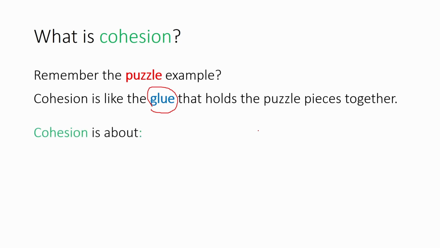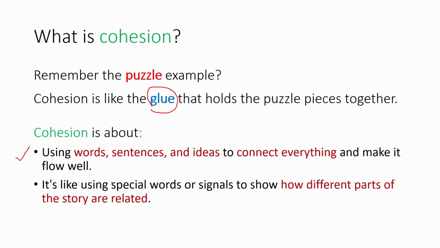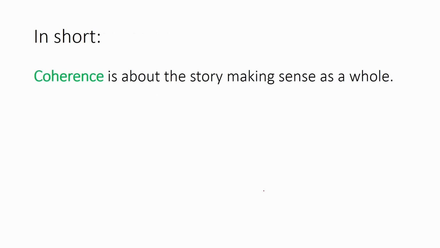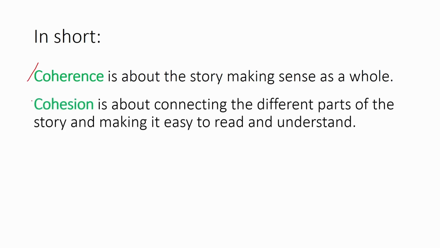So cohesion is about using words, sentences, and ideas to connect everything and make it flow well. It's also like using special words or signals to show how different parts of the story are related. Now, in short, coherence is about the story making sense, or the text making sense as a whole, and cohesion is about connecting the different parts of the story or the text and making it easy to read and understand.